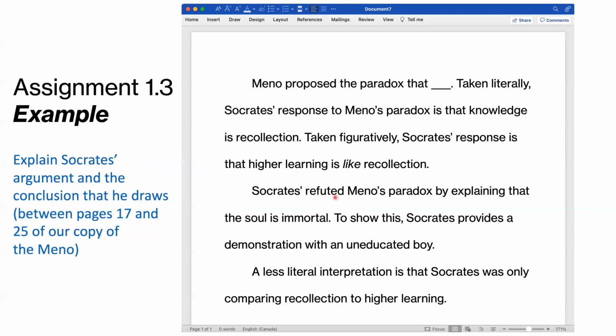Let's look at an example from assignment 1.3. Explain Socrates' argument and the conclusion he draws between pages 17-25.